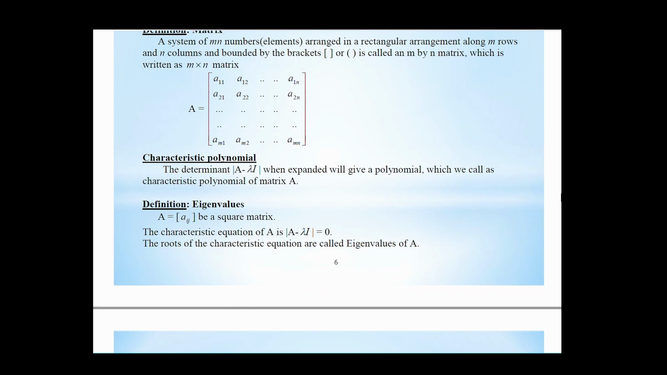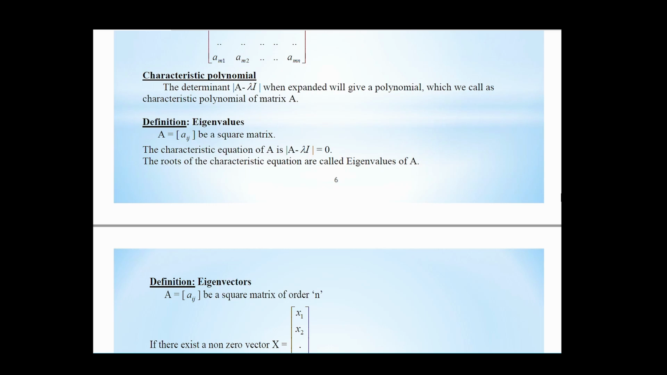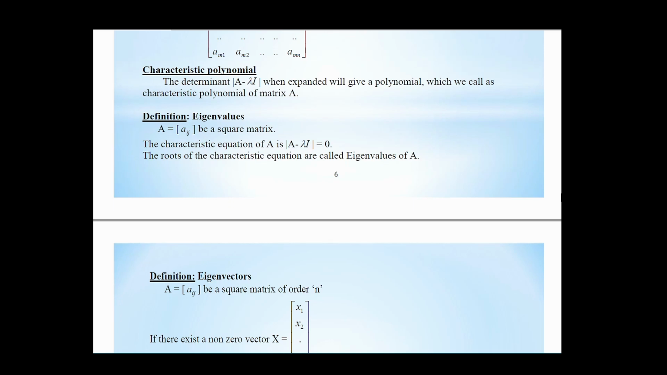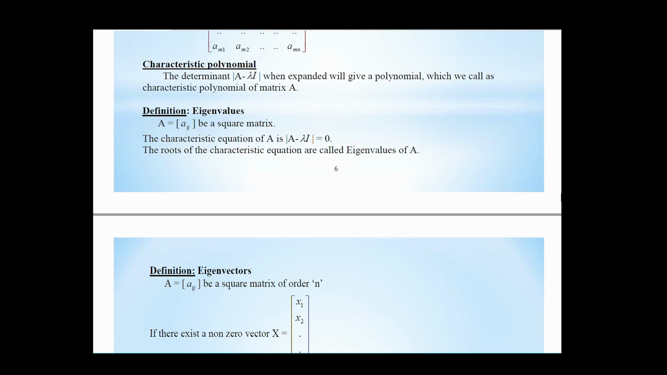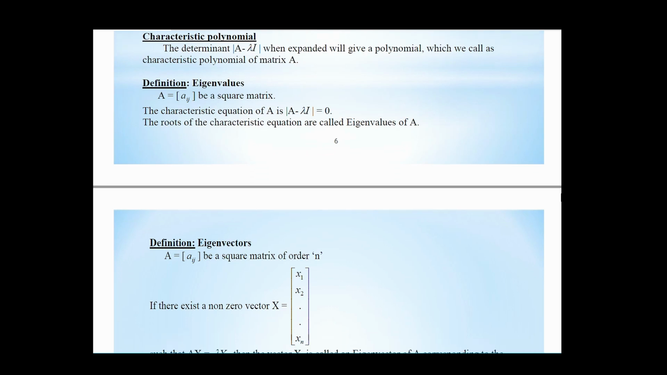Now we write the characteristic polynomial. The characteristic polynomial can be written as determinant of A minus lambda I. It gives a polynomial which we call the characteristic polynomial of the given matrix A. Now we see the definition of eigenvalues. The given matrix A equal to Aij is a square matrix. The characteristic equation of A is determinant of A minus lambda I equal to 0. The roots of the characteristic equation are called the eigenvalues of A. The eigenvalues are also called latent values, latent roots, characteristic values or characteristic roots of a matrix.